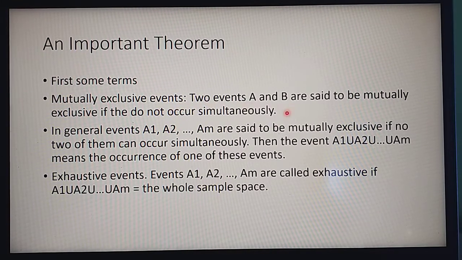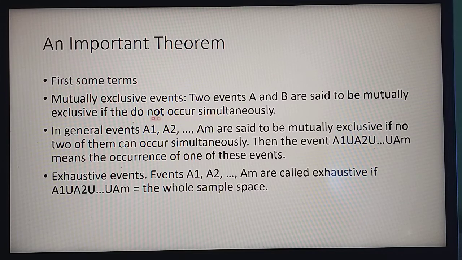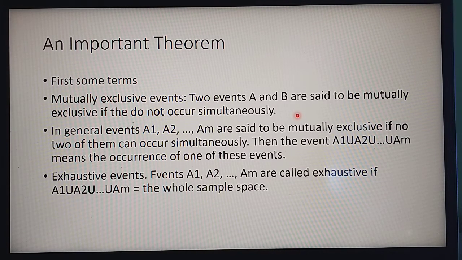Two events A and B are said to be mutually exclusive if they do not occur simultaneously. In terms of set notation, if A and B are mutually exclusive, then A intersection B is an empty set, that is phi. There are many examples you can think of. In general, events A1, A2, ..., AM are said to be mutually exclusive if no two of them can occur simultaneously.